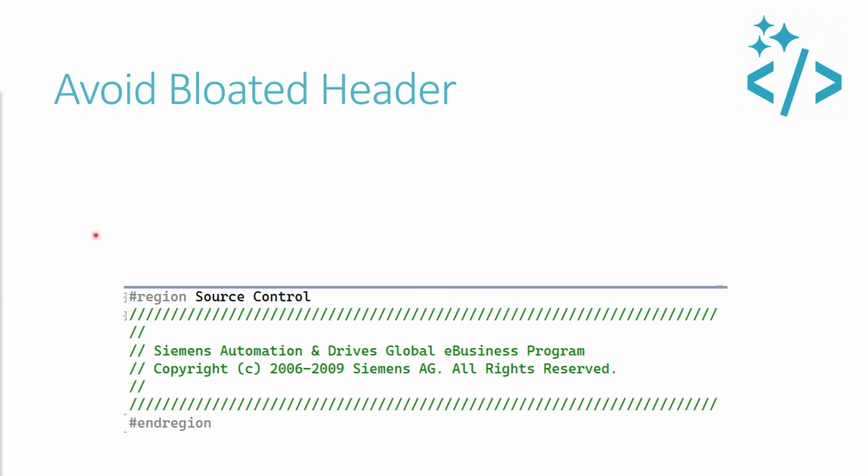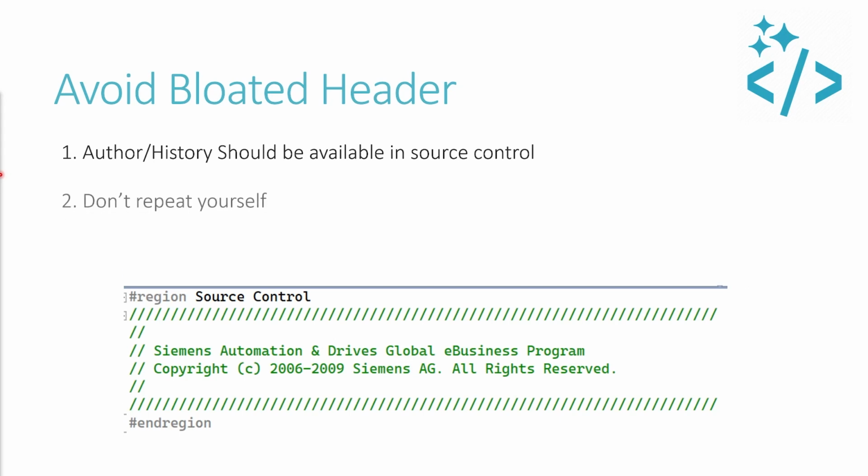About this bloated header, for example, you see we can have all the older files with such header comments. This is also not relevant anymore because it's outdated. You see 2009, and it doesn't add any value. The history should be visible in source control, so author history.